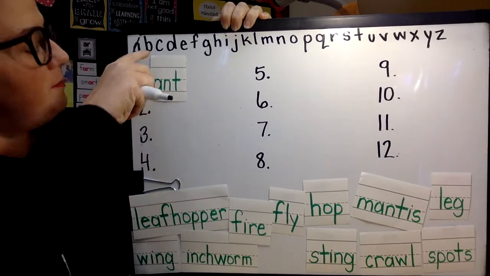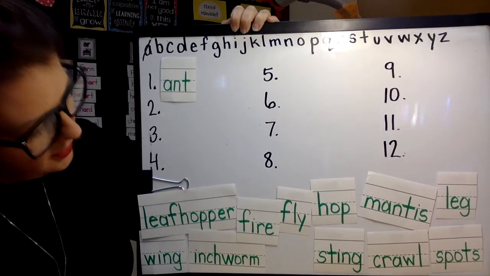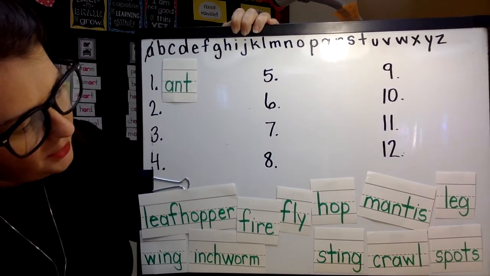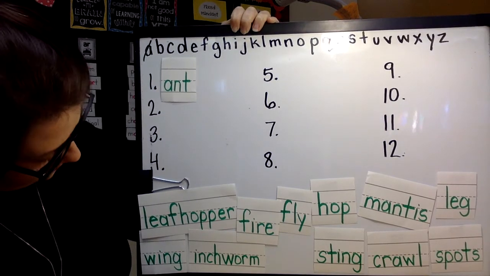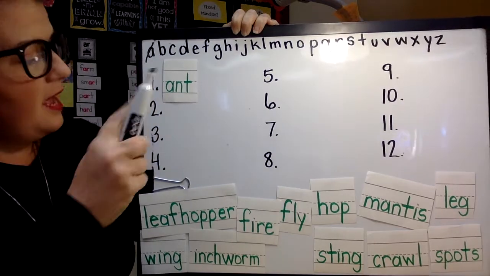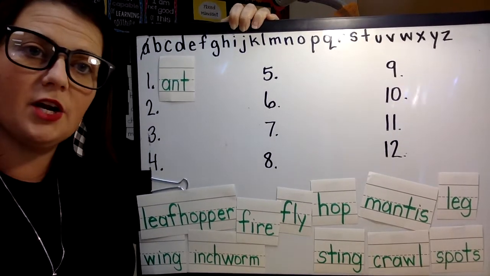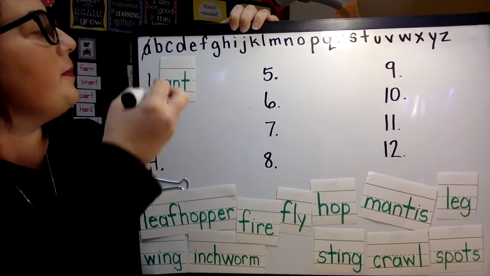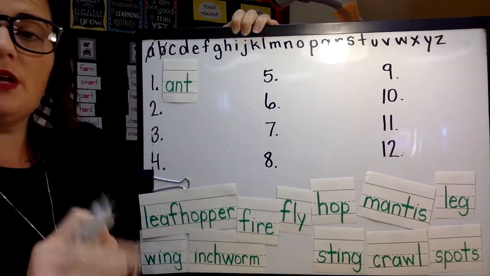Okay, the next letter is B. Are there any words that start with the letter B? Do you see any? I don't either. And that's okay. You don't have to have a word for every letter of the alphabet. So I'm just going to mark through B because we're done with it.